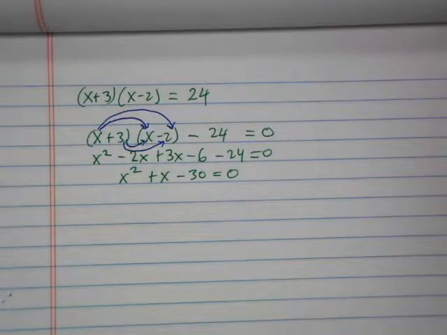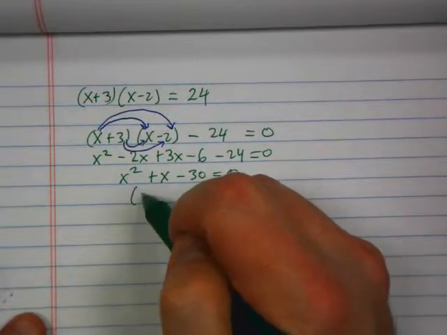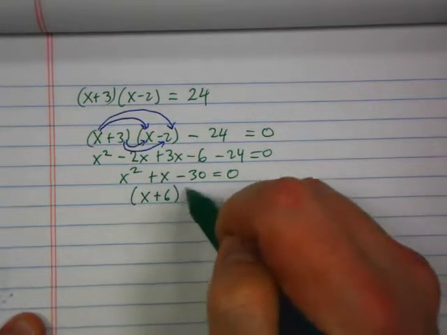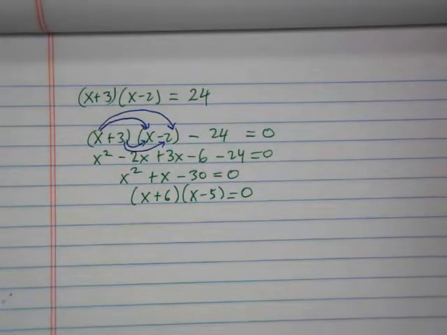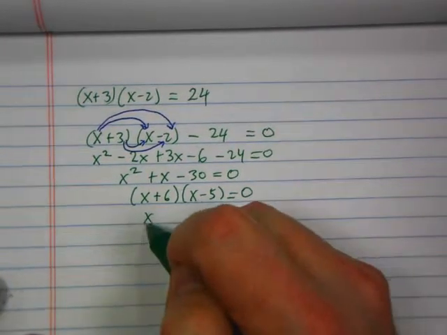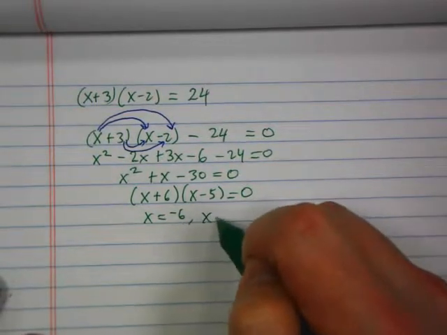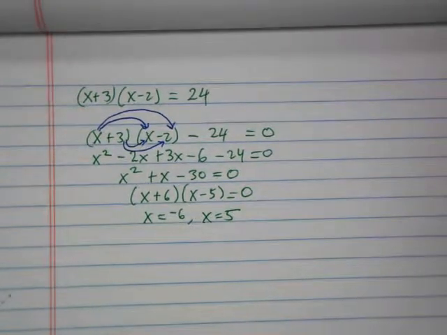Can we factor x squared plus x minus 30? Yes. How do we factor x squared plus x minus 30? x plus 6 and x minus 5? So x equals negative 6 and x equals 5, going on your idea of just skipping the last steps there. Questions on that? Hadn't done one like that yet.